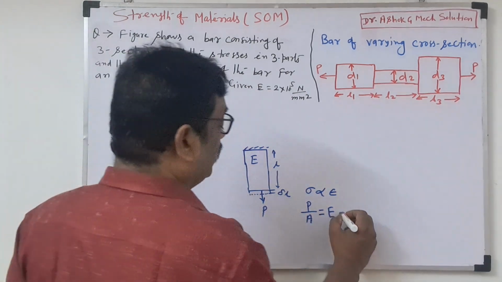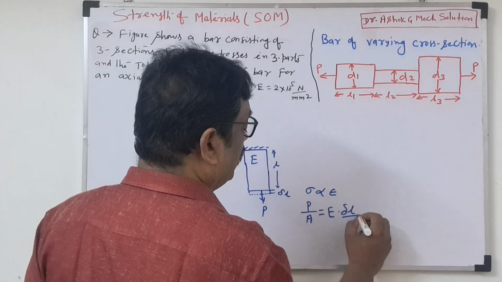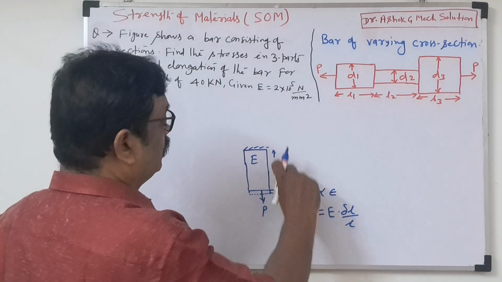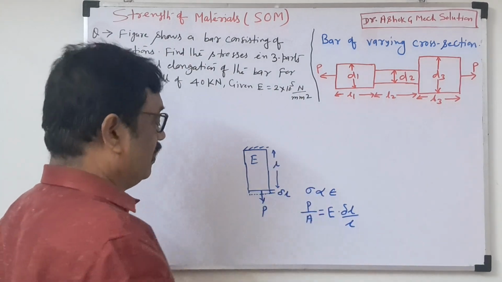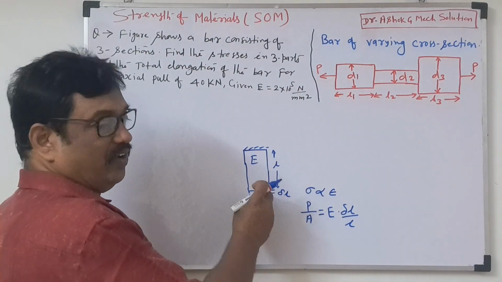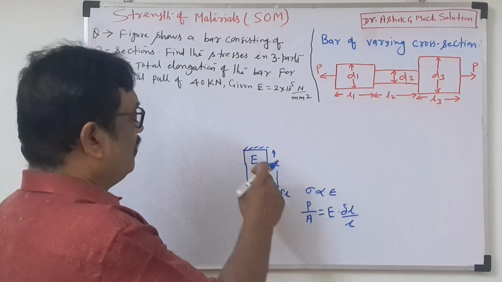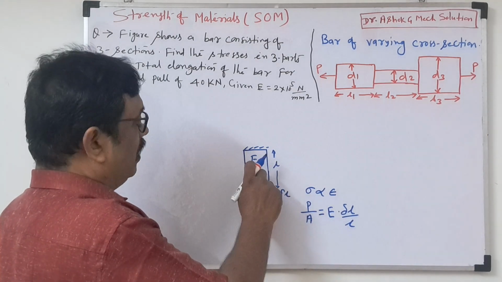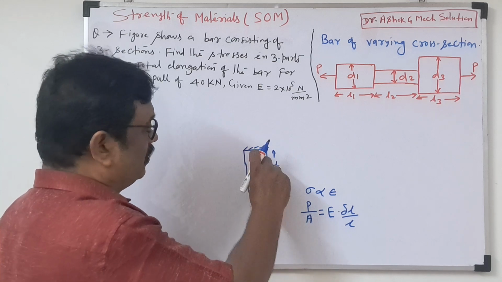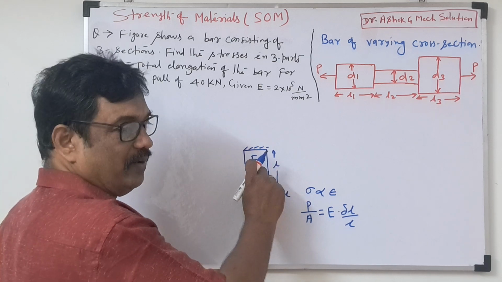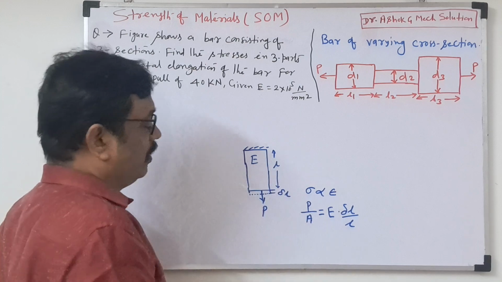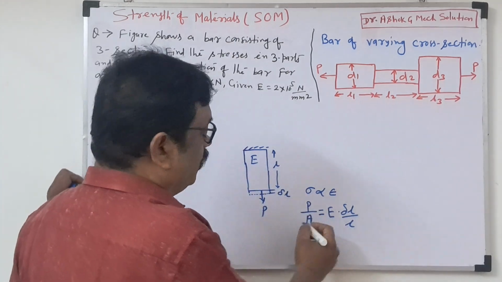And strain is nothing but the change in length to the original length. Change in length to the original length, that is called strain. So what is strain? Against the deformations, that will be the strain. And stress is the internal force per unit area. If you apply a force, internal force is generated inside the beam or bar. So that is called internal force per unit area.